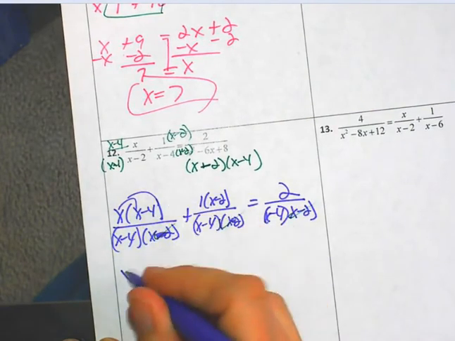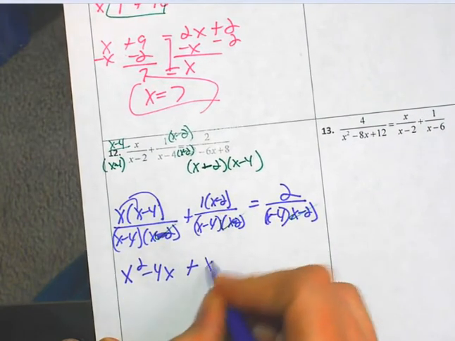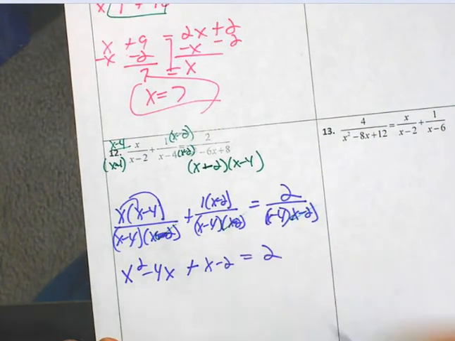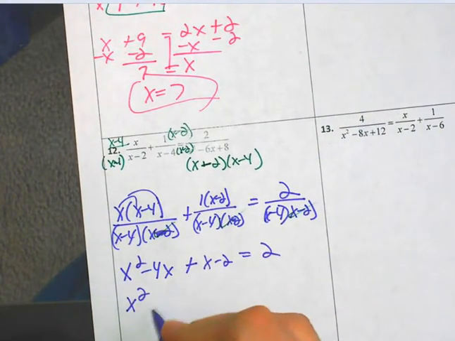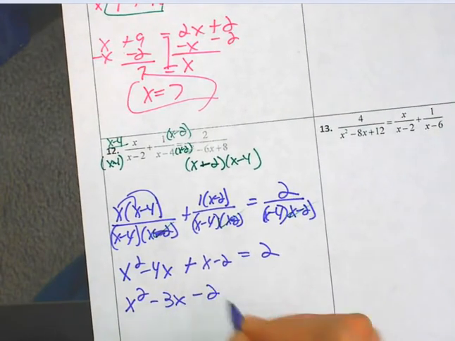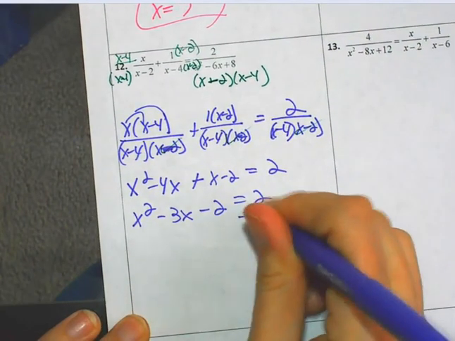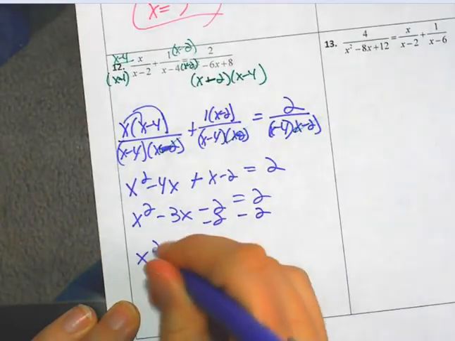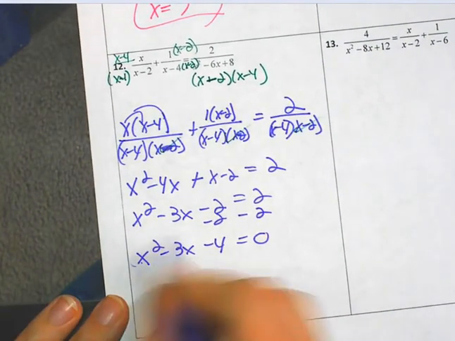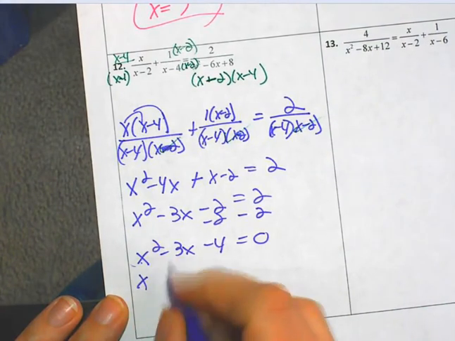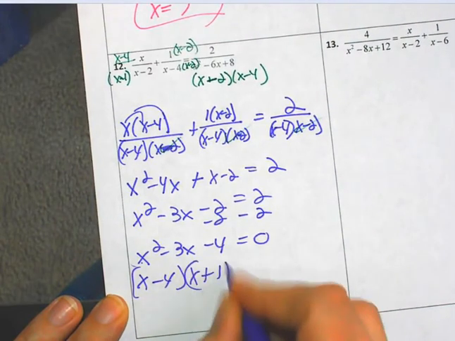I'm going to distribute this. This is going to be x squared minus 4x plus x minus 2 equals 2. Collect like terms, so I have x squared minus 3x minus 2 equals 2. Subtract 2 from both sides. So then I have x squared minus 3x minus 4 equals 0. So in order to solve this, because I have a trinomial, I have to factor this again. So this is going to be x minus 4, x plus 1 equals 0.